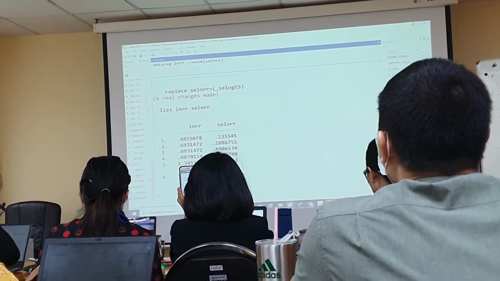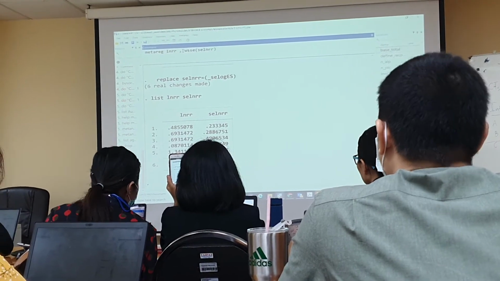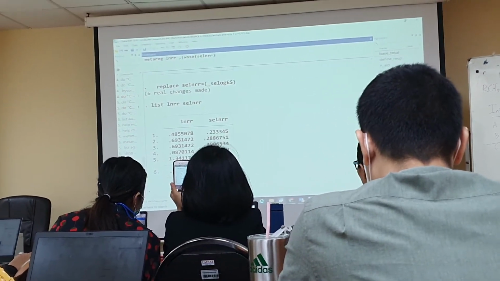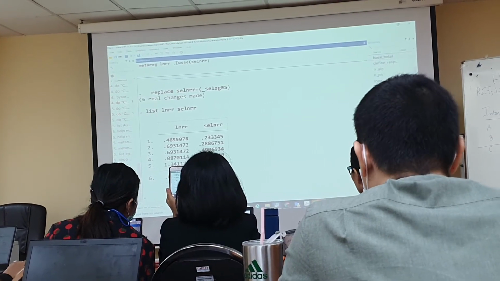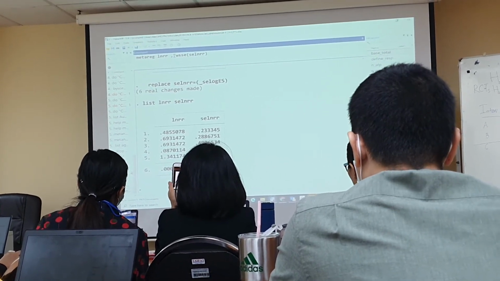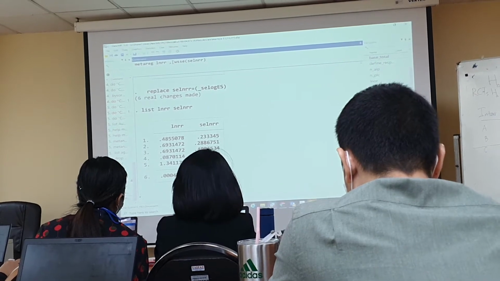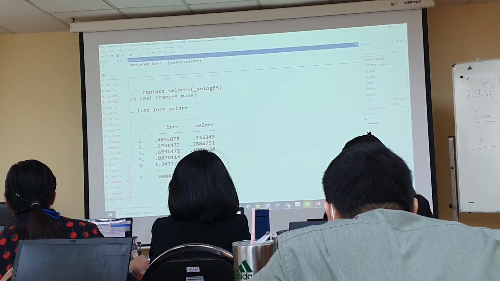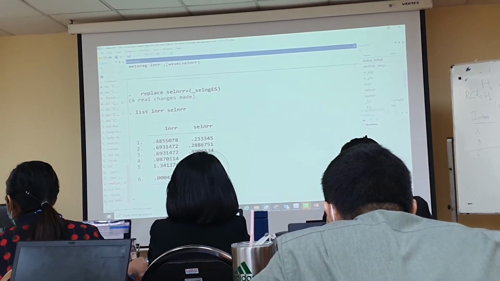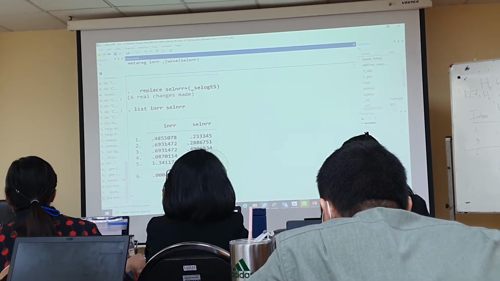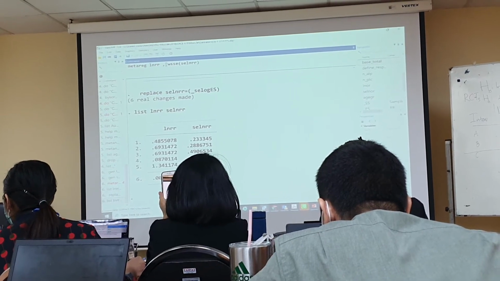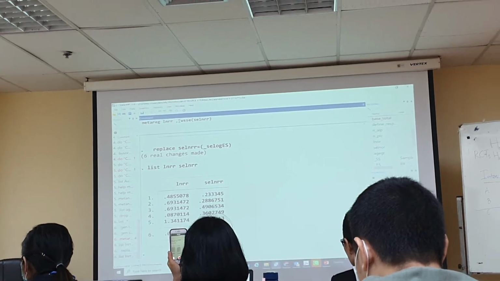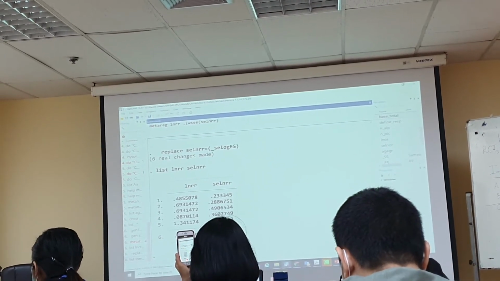Replace the log standard error if you estimated on the log scale. Log RR and SE log RR, SE in small letters. Replace equal SE log scale. Can you list the two variables, log RR and SE log RR? Yeah, list. That's alright. That's correctly listing two variables.